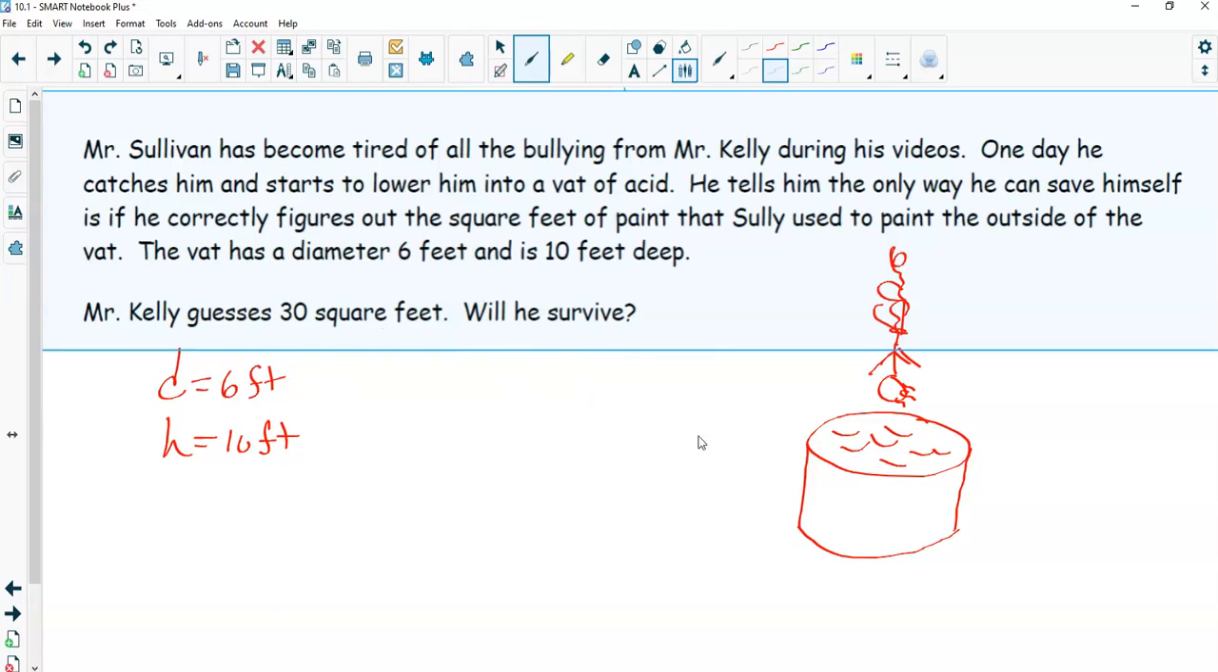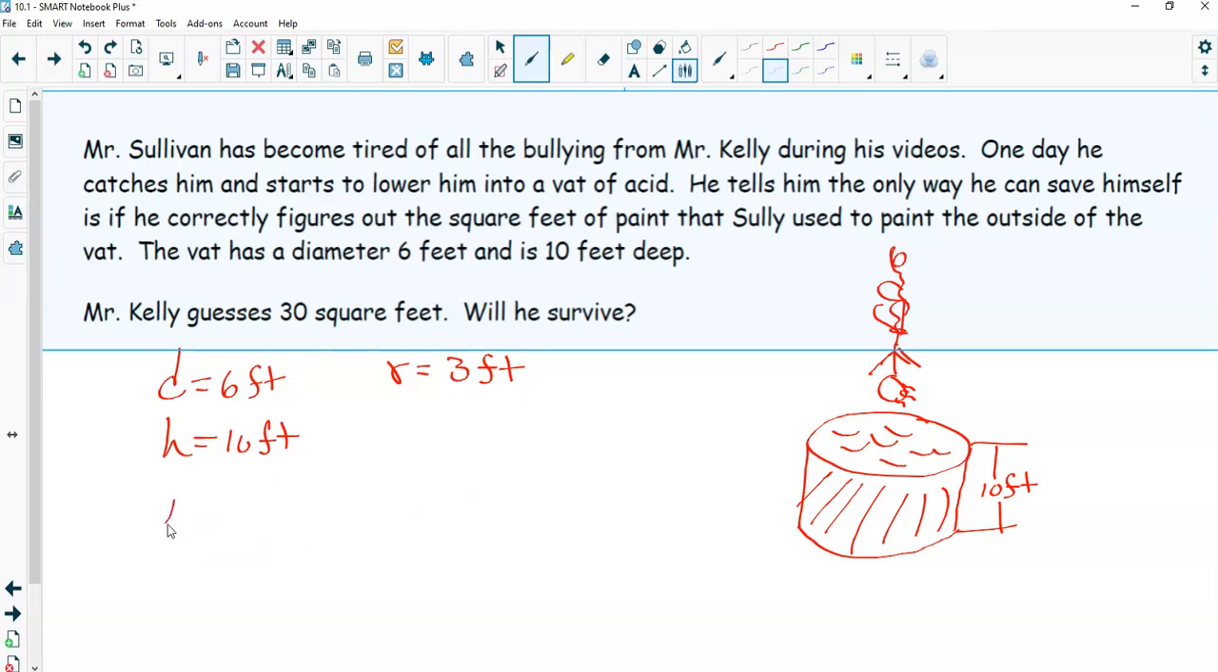Well, will he survive? Remember, if we're going to paint this vat, the paint will go here, all around and under. Not the top, because the top is where the liquid is. So we know that the height would be 10 feet. And we know the diameter from here to here is 6 feet, so that the radius equals 3 feet. See? So now we use the formula.